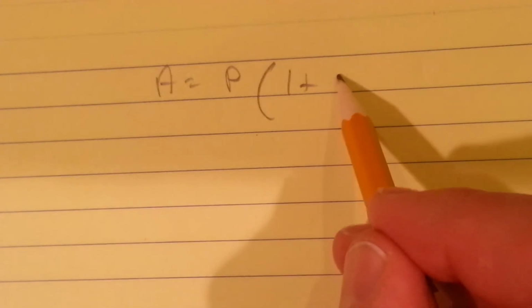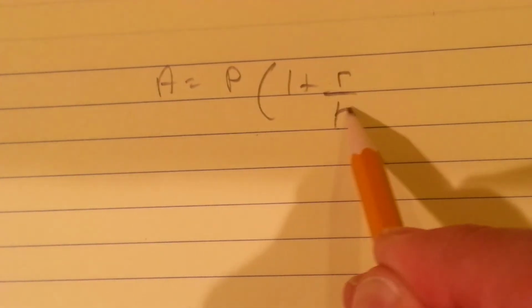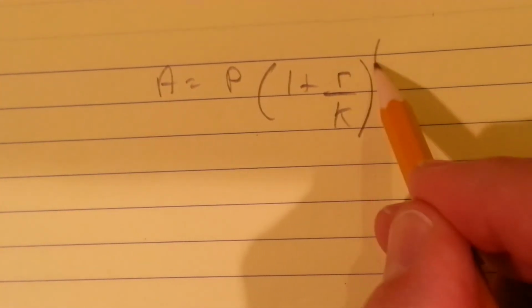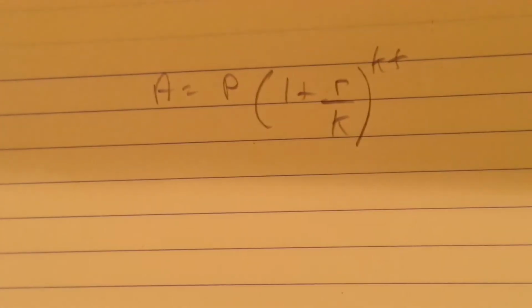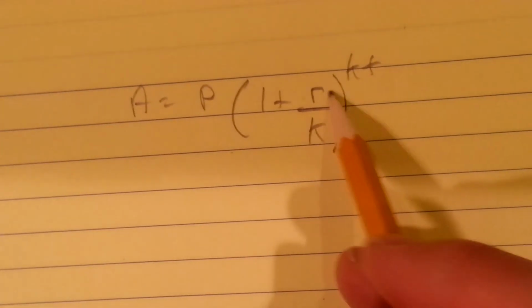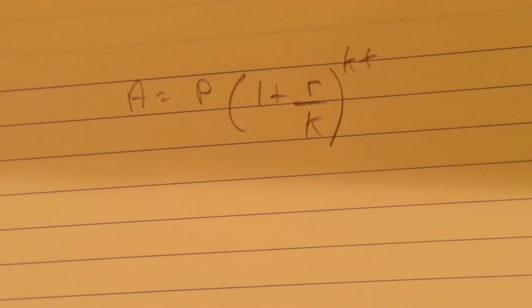Same formula again. Your amount equals the principal times 1 plus the rate over K, or sometimes N, to the K times T. Okay? Now we need to figure out what the rate is. All right? For us to get, let's say, double our money.